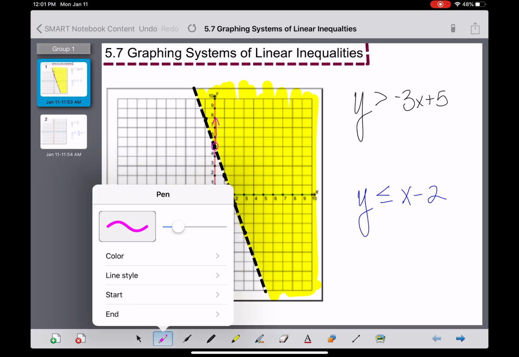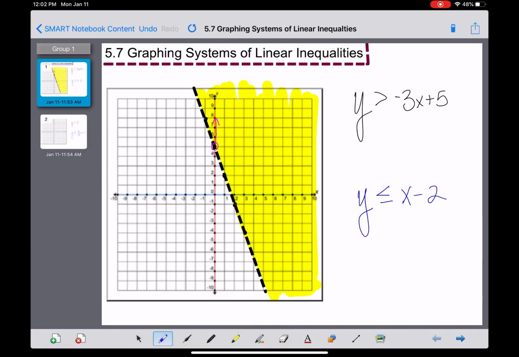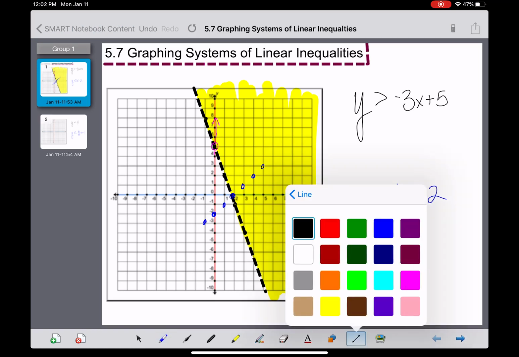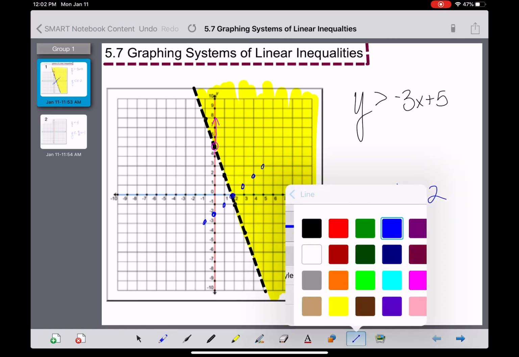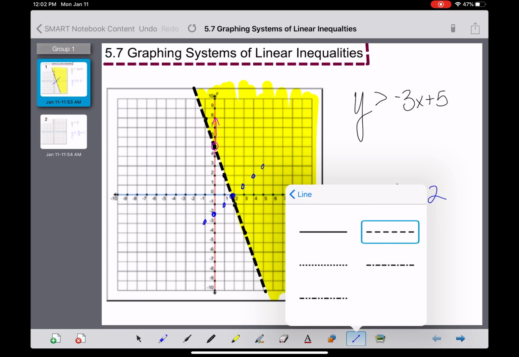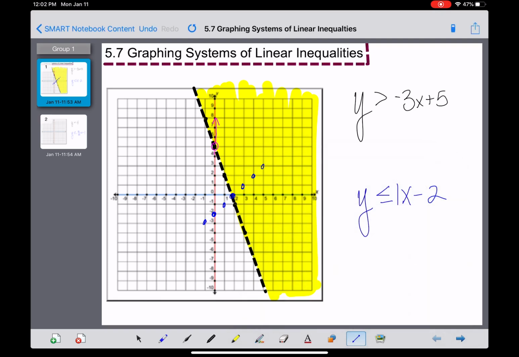Onto my second linear inequality. Y is less than or equal to x minus 2. So my starting point is negative 2. I have a slope of that imaginary 1, so up 1 over 1, up 1 over 1. And then it's decision time. Solid or dashed line. Because it is equal to, we are going to have a solid line.